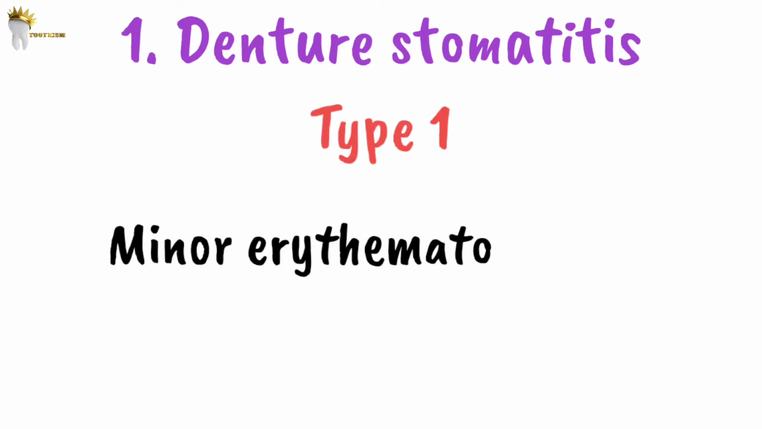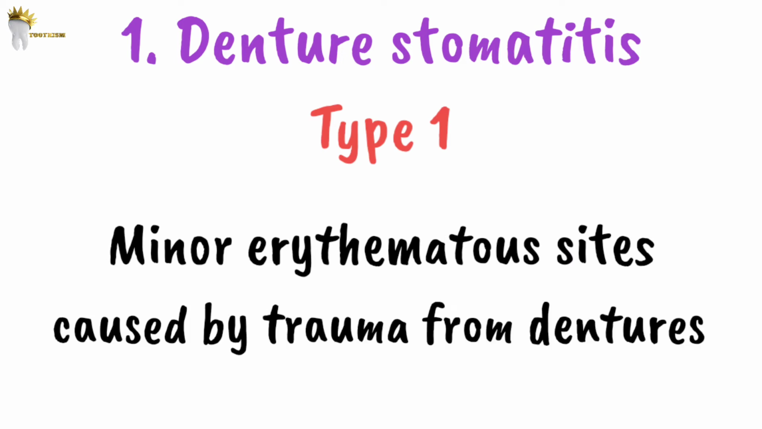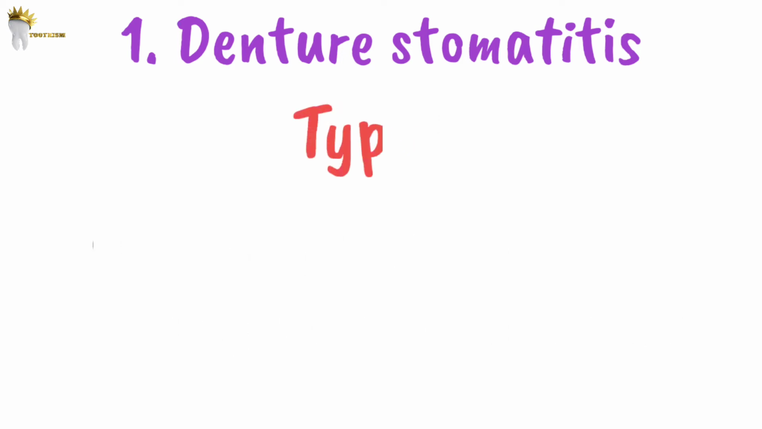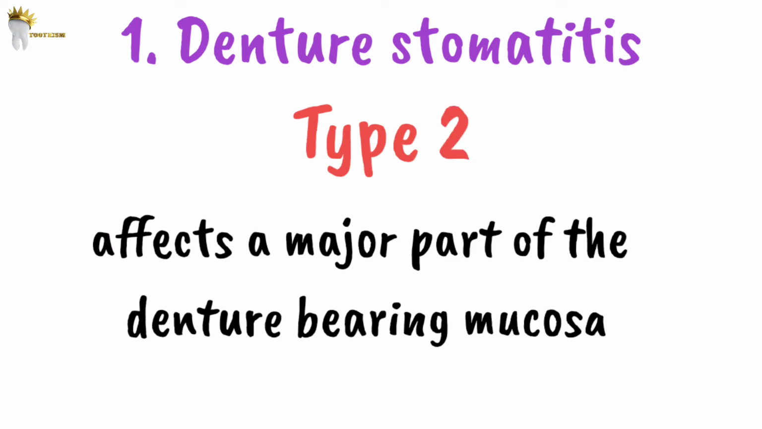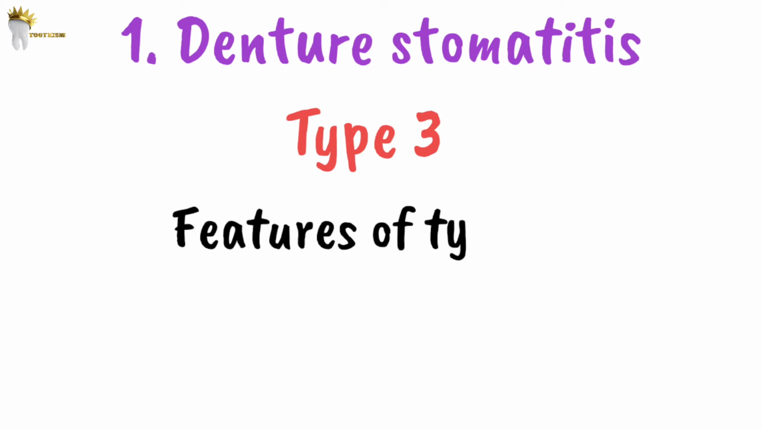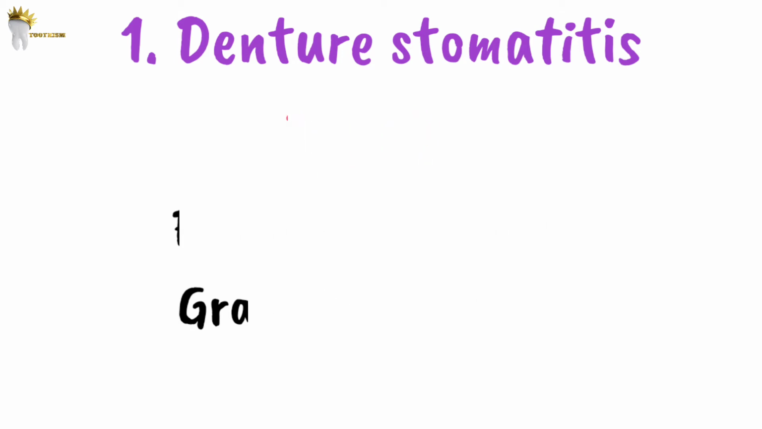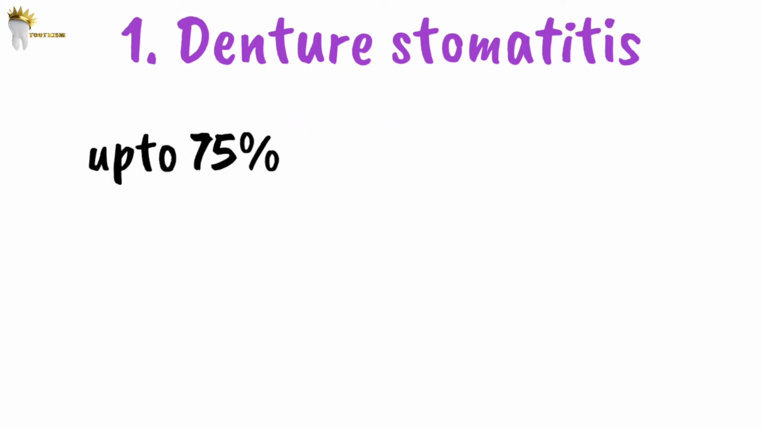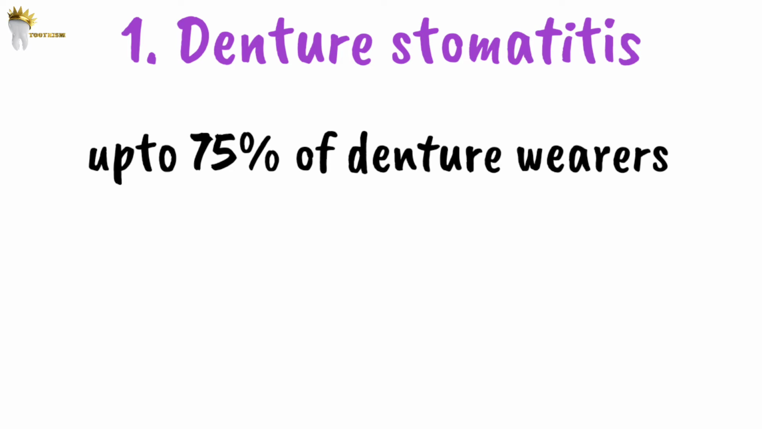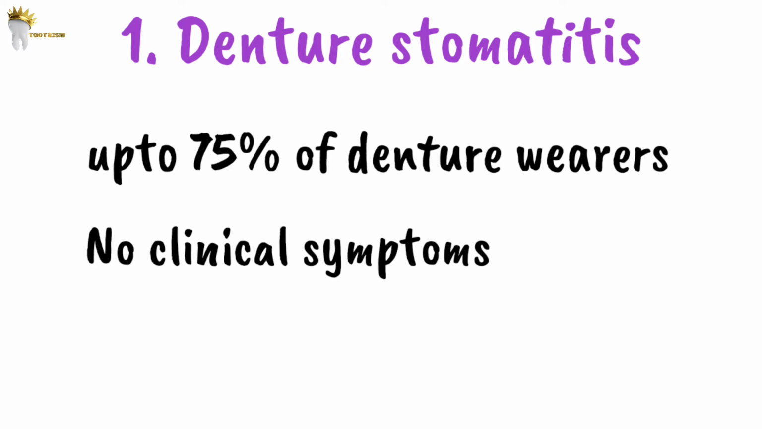Type 1 includes minor erythematous sites caused by trauma from the dentures. Type 2 affects a major part of the denture covered mucosa, and type 3 includes the features of type 2, and in addition to that there is granular mucosa. Denture stomatitis is seen in up to 75% of denture wearers, and often there are no clinical symptoms.